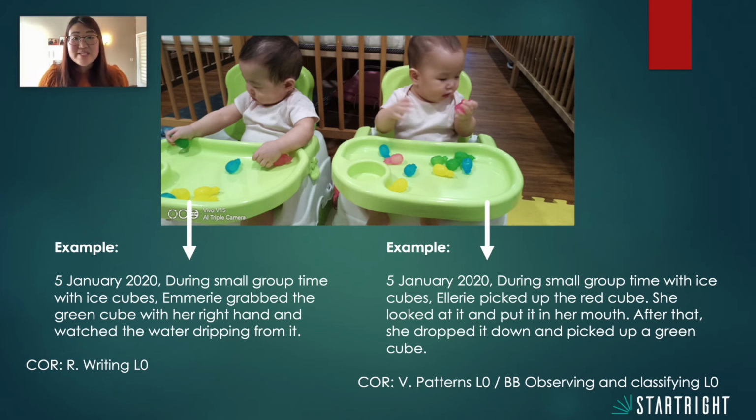Okay, so basically I score her at patterns because she took one and then she took another. Pattern is one, another. And also BB, classifying and observing and classifying level 0. These are babies. Okay.